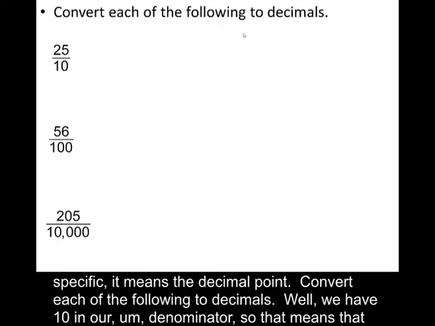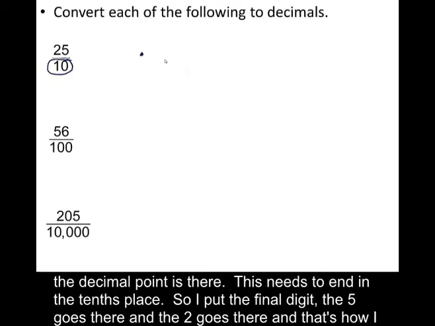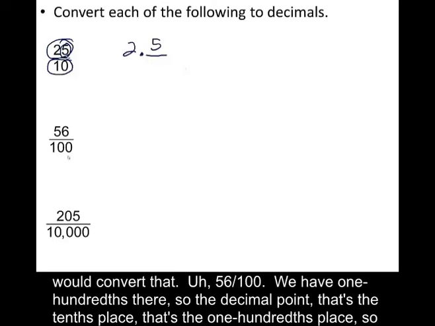Convert each of the following to decimals. Well, we have 10 in our denominator, so that means if the decimal point is there, this needs to end in the tenths place. So I put the final digit, the 5 goes there and the 2 goes there, and that is how I would convert that.